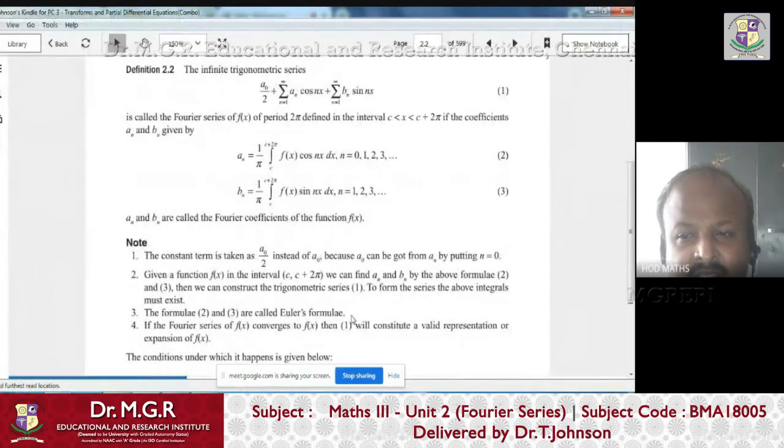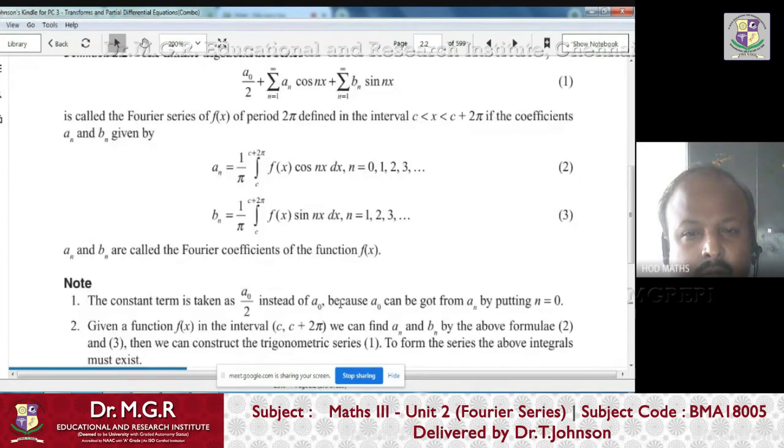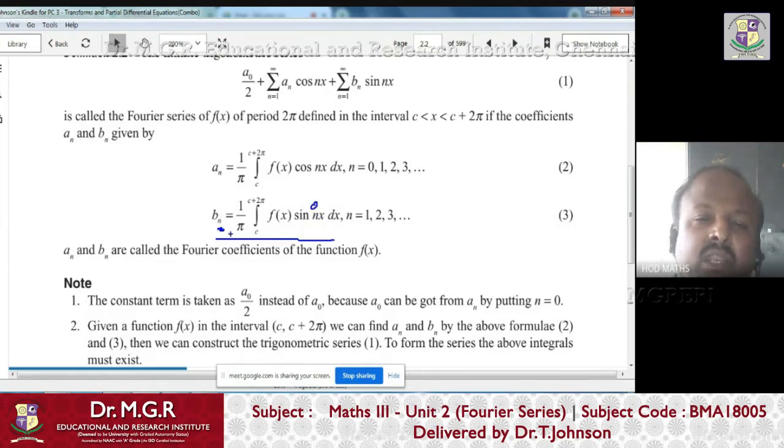Why? When you see this representation of bn and put n equals 0 here, this is f of x times sine of n equals 0, and sine 0 is 0, you know. So b naught is always 0. So you can find a naught, and an for n from 1 to infinity, but bn is only for 1 to infinity, not for 0. Here 0 is there for an, but for bn it is not there. All right? And the formula is this only, a straightforward formula.